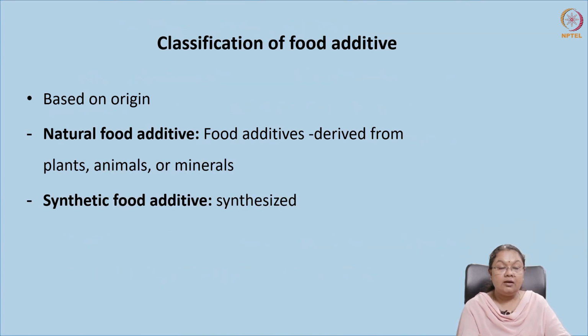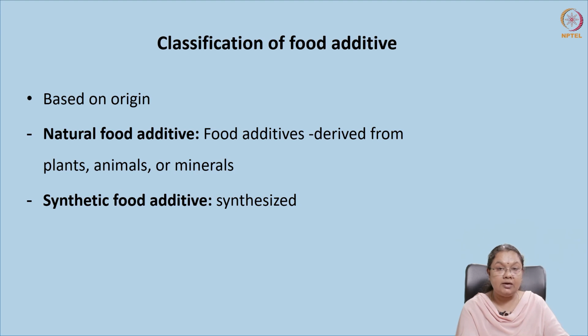Now food additives can also be classified based on their origin, from where they have been taken. So natural food additives are those additives which are derived from natural sources like plants, animals, minerals, or microbes. We also have synthetic food additives, which are synthesized in the lab, and these are also called artificial food additives. And we have another group of food additives which are called nature identical food additives. Nature identical food additives look exactly like natural additives, but they are synthesized in the lab. These are the different categories of food additives.